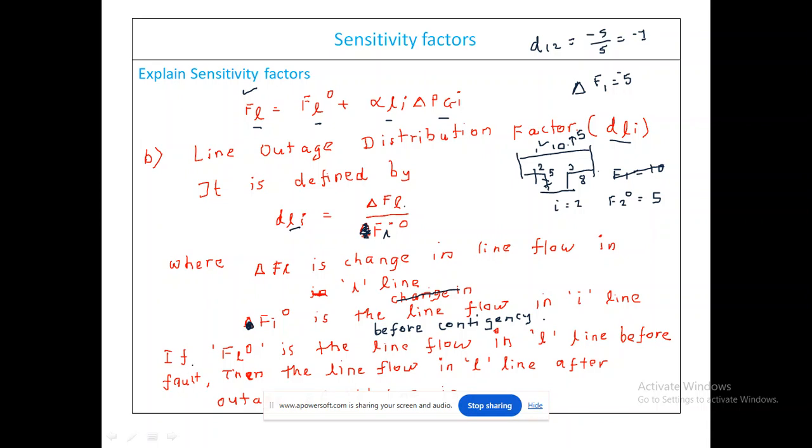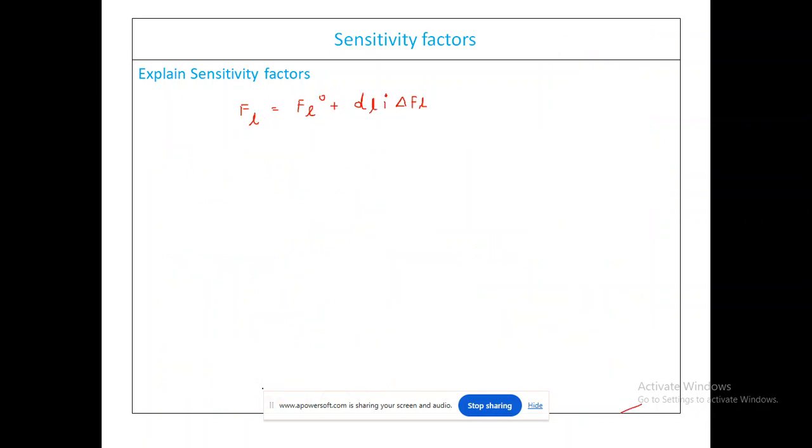Okay. Now, if FL naught is the line flow in the Lth line before fault, then the line flow in the same line after line outage is given by this equation: FL is equal to FL naught plus DLI times delta FL. So this equation, I'll just repeat it. FL naught is the line flow in the Lth line before fault. Then what will be the power flow in the line after fault, that is FL? It is equal to FL naught plus the change.